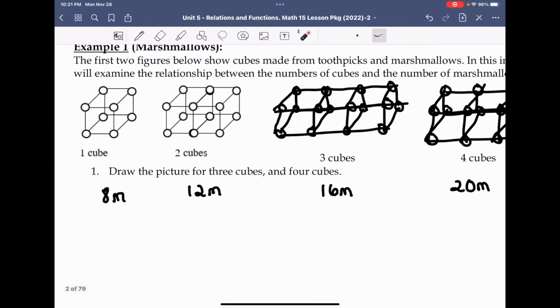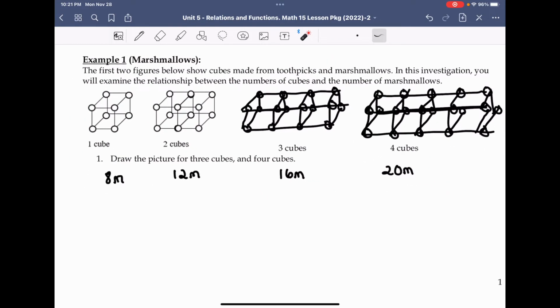Now, what I want to do actually is we've done for 1 cube, 2 cube, 3 cube, 4 cube. What if we have instead 0 cubes? What would this look like? Well, to have 0 cubes, the number of marshmallows we would have would actually be 4, and here's why. 1, 2, 3, 4, with toothpicks in between these.